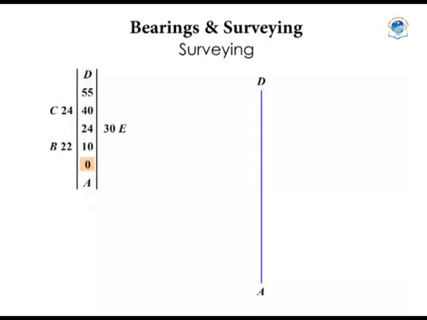Starting from A, that is the 0 mark, we move 10 meters up to here. That's 10 meters we have traveled. At this point, there is a point B, which is 22 meters to the left. So we draw a line to the left, 22 meters, that is point B. Now we move 24 meters, again from A, and that is equal to 14 meters from the junction. At this 24-meter mark, we have a point E, 30 meters to the right. So 30 meters, this is E.